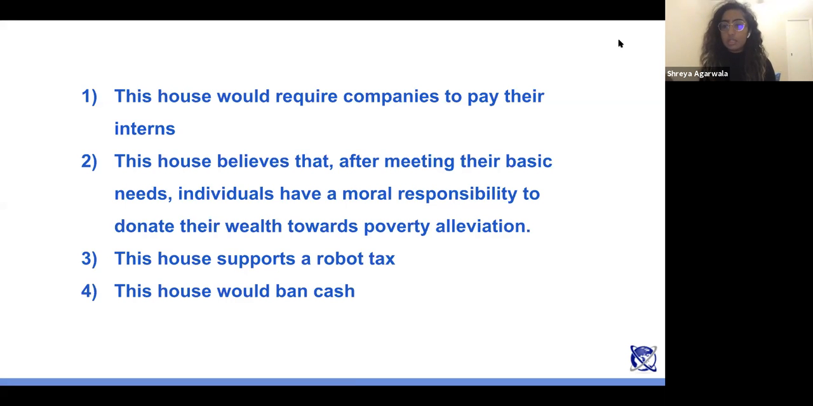Though to be fair, since it is a belief, you probably don't have to go as specific into economics, but it would probably be more about welfare and the importance of welfare than anything else. The third is this house supports a robot tax. This is actually a pretty common one I've seen. I think I debated it like 2 to 3 times. Once as an impromptu motion, once as a prepared motion.